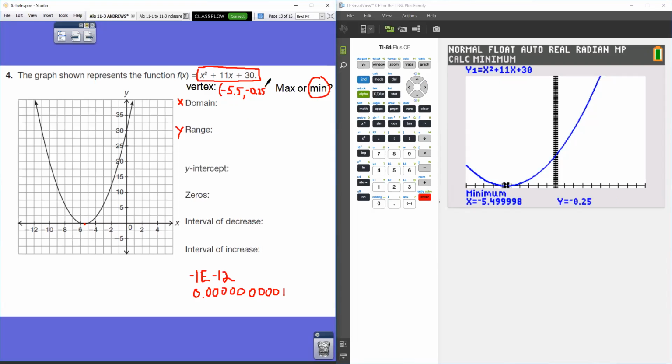And this is where on your homework, you might have got a little frustrated yesterday because you get answers that look like that and you don't know what to put. That's really close enough because of all the repeating nines. That's really close enough to negative 5.5.